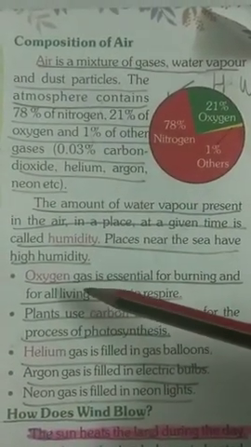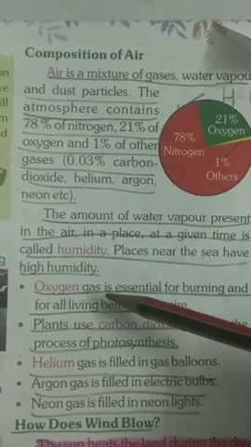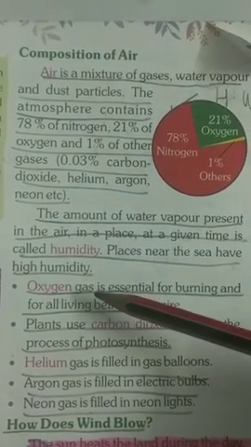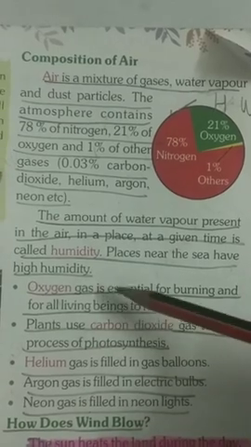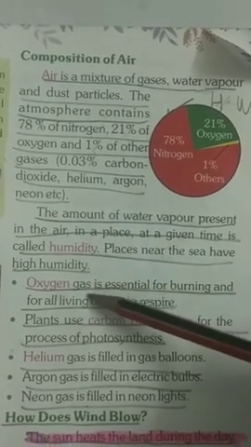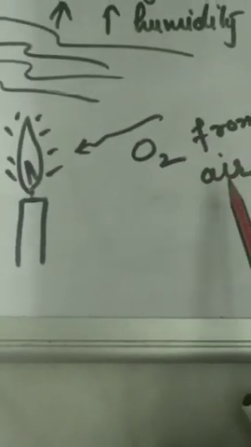First point, we know when things burn in nature or in the open, they need one gas. Which gas helps in burning? Oxygen. So oxygen is essential for burning and for all living things for respiration. So when we burn a candle, that burning candle needs oxygen from air.